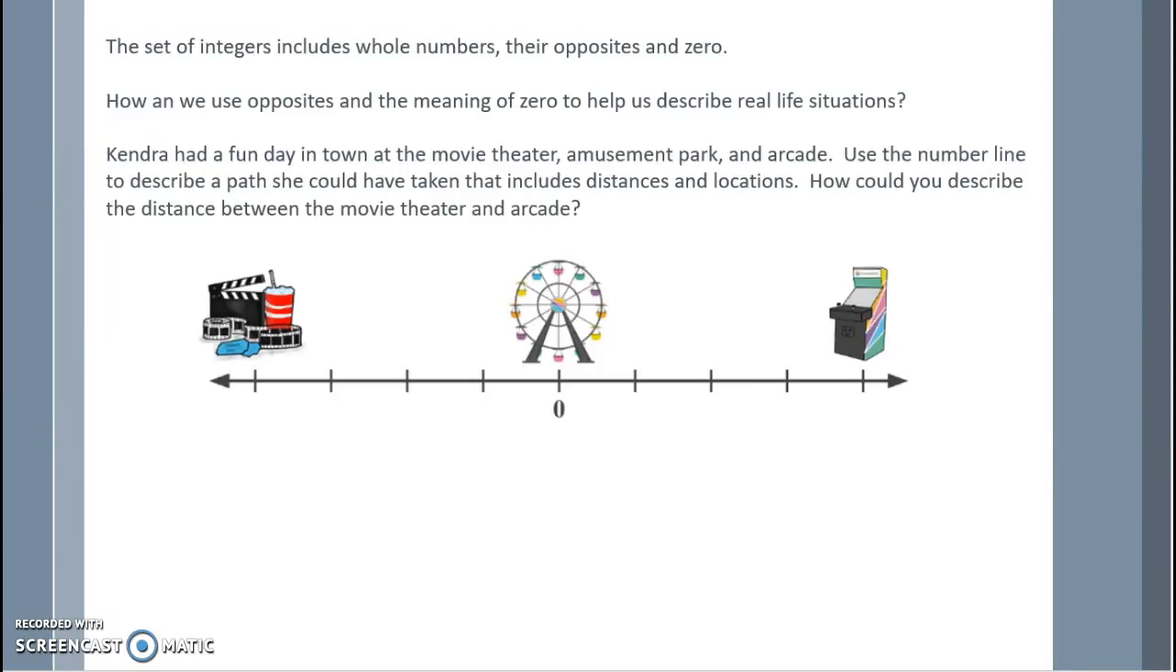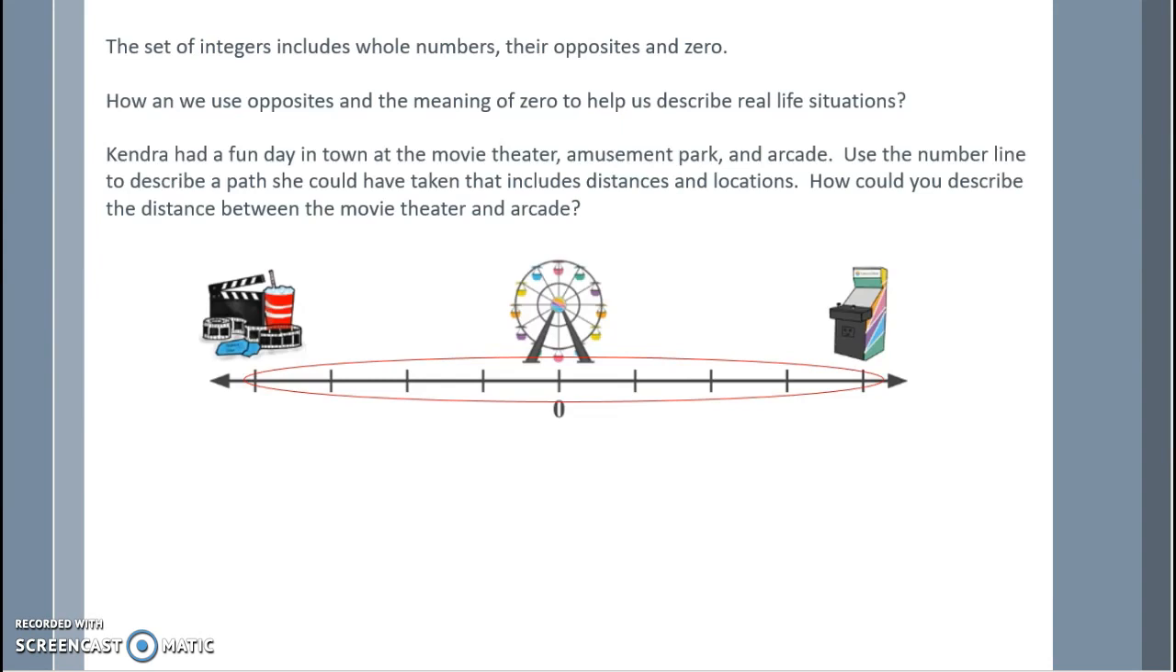More formally, the set of integers includes whole numbers, their opposites, and zero. How can we use opposites in the meaning of zero to help us describe real-life situations? Kendra had a fun day in town at the movie theater, amusement park, and arcade. Use the number line to describe a path she could have taken that includes distances and locations. How could you describe the distance between the movie theater and the arcade?